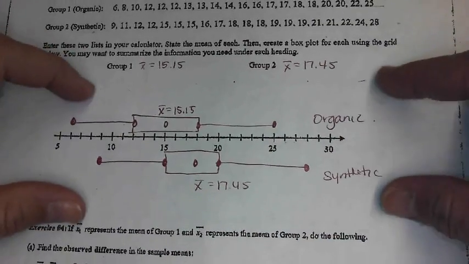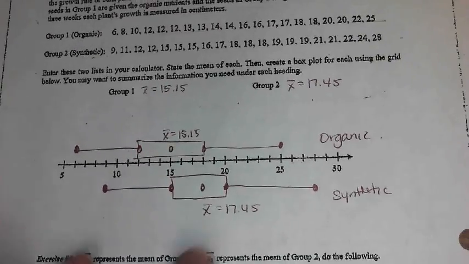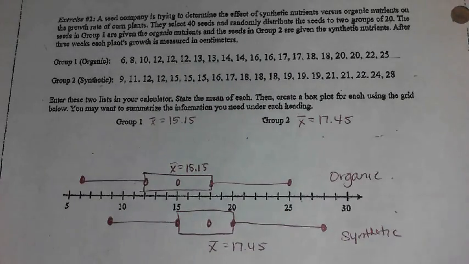Knowing what actually happened in this difference of 2.3 centimeters, what the simulator is going to do is take those 40 plants and reshuffle them. It already knows how they grew. It's going to reshuffle them and put them in different groups of 20, 100 different times, and look at what the difference between the averages is when they are truly randomly grouped, post-observation.